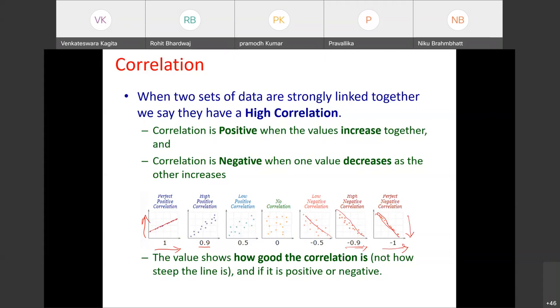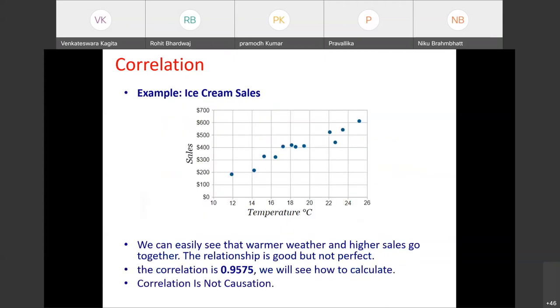The value shows how good the correlation is and whether it is positive or negative. If it is 1, it is perfect positive correlation; if it is minus 1, then perfect negative correlation. Suppose we want to measure the correlation between temperature in centigrade and the number of ice cream sales. From this data, we can easily see that the warmer the weather is, the higher the sales go. As you increase the temperature, the sales are also increasing. The relationship is good, but not perfect. So the correlation value here is 0.9575.